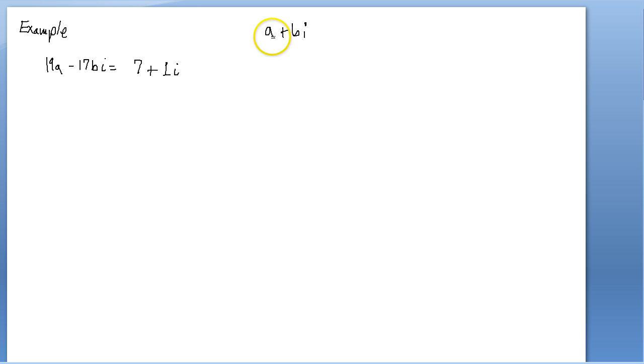So this would be the real portion, and then this with the I is the imaginary. Once you make sure each side is in that form, then it's pretty easy. This one's already in that form. So we have the real portion and the real portion. So if these are equal to each other, then their real portions have to be equal to each other. So that means 19a equals 7. You can solve that by dividing both sides by 19, and a equals 7 over 19.